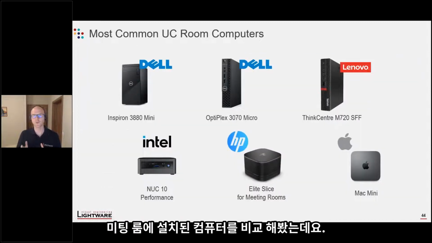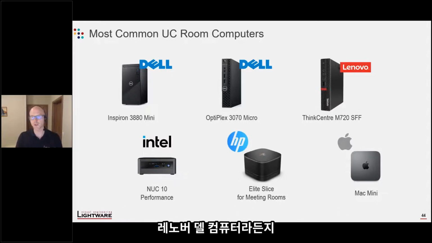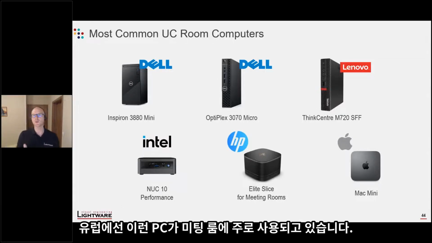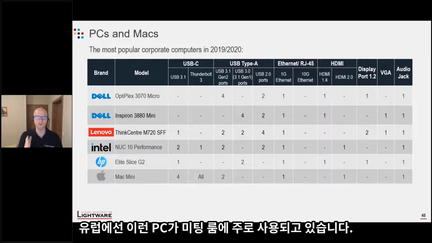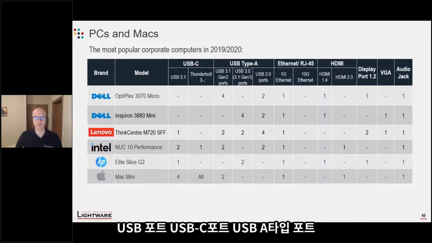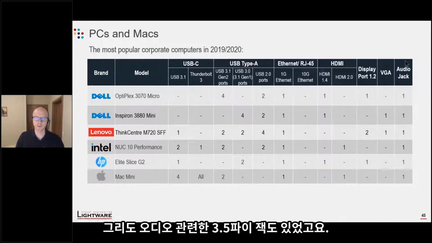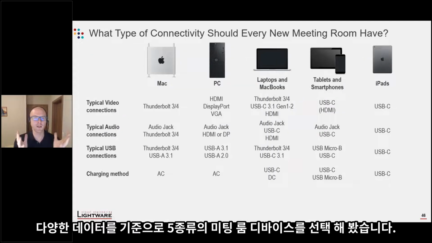We also did the same for computer types in meeting rooms. So you can find Intel NUC, Mac Mini, HP Elite, Dell computers and Lenovo computers. These ones are usually used in meeting room environments. And we also took a look at the number of ports and the type of ports they have. So USB ports, USB-C ports, type A, RJ45, HDMI, DisplayPort, even VGA in some cases, and whether they had 3.5mm jacks. And we created these 5 categories from all of this data.